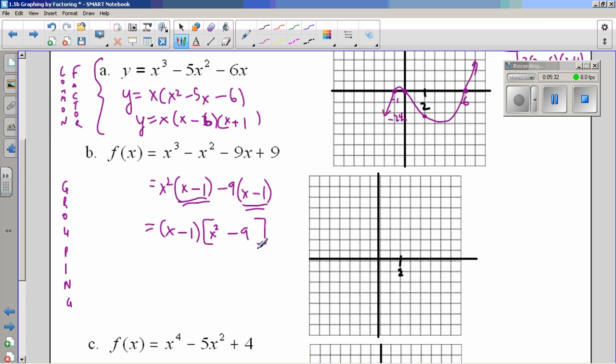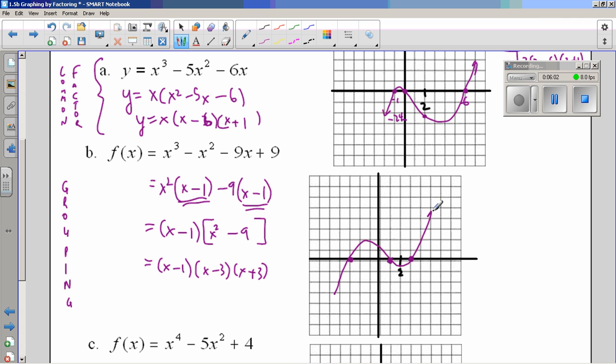And then this thing can be factored again. This thing is a difference of squares. Right? Difference of squares, x minus 3 and x plus 3. And I see that it's a cubic. Zeros are at 1, minus 3, and 3. Now it starts low and ends low because it's got a leading coefficient that's positive. All of them are slash roots. Awesome.